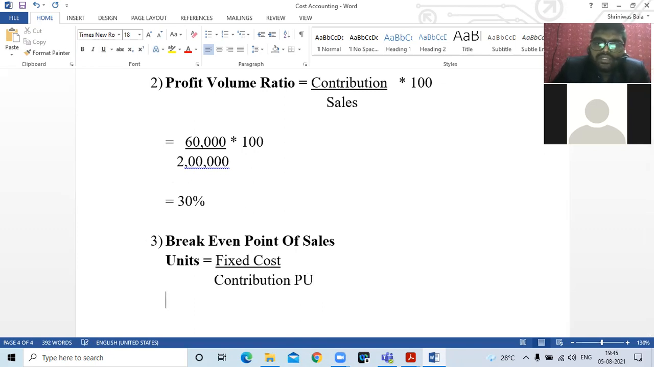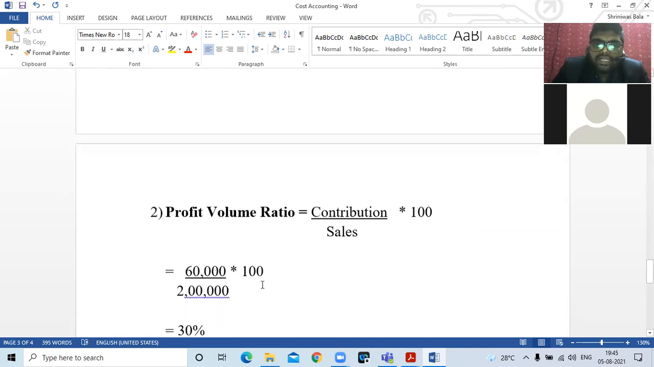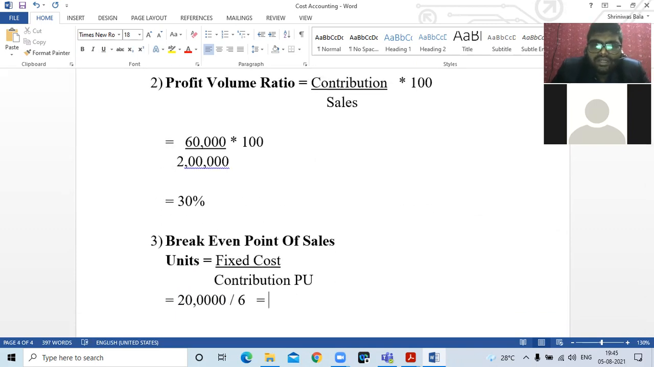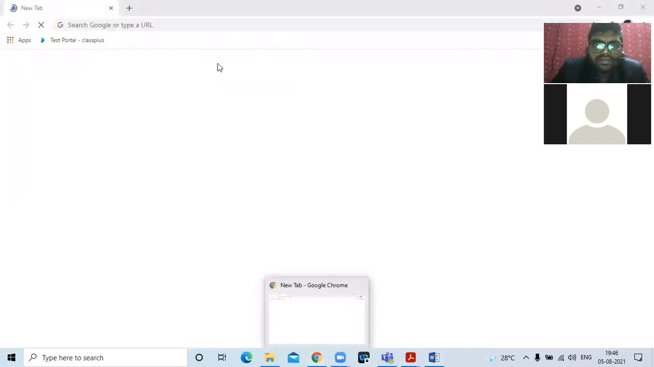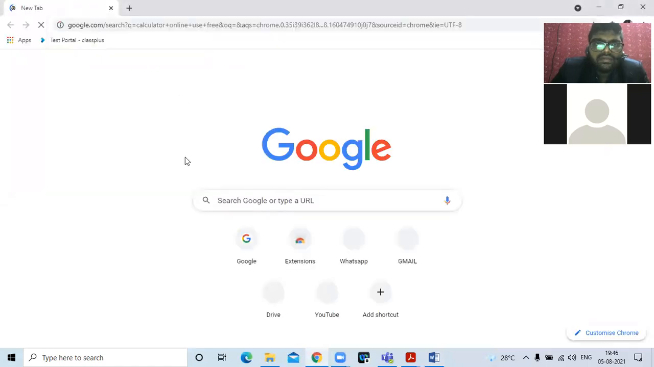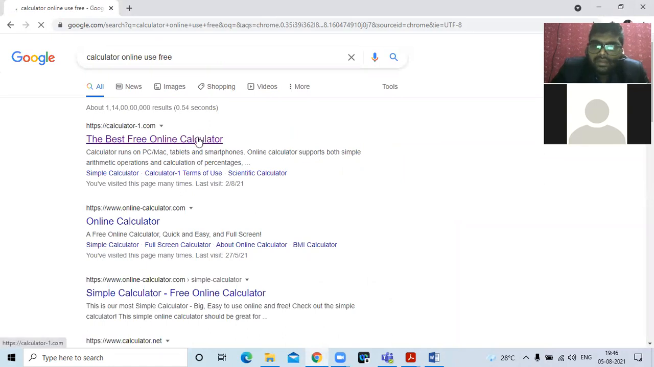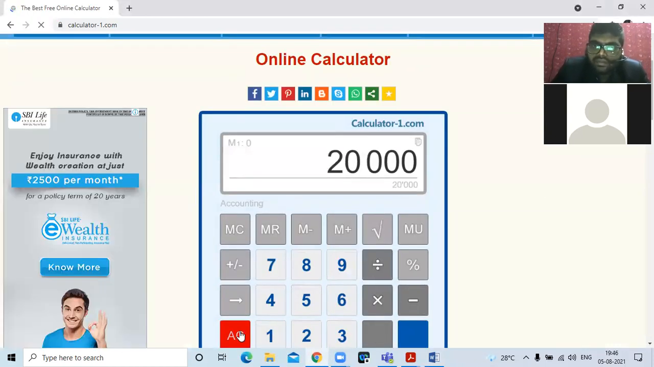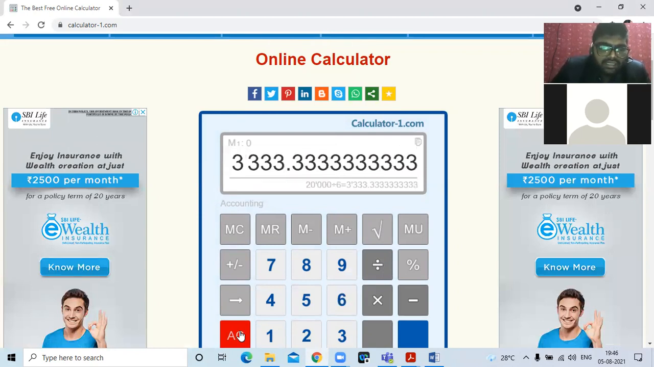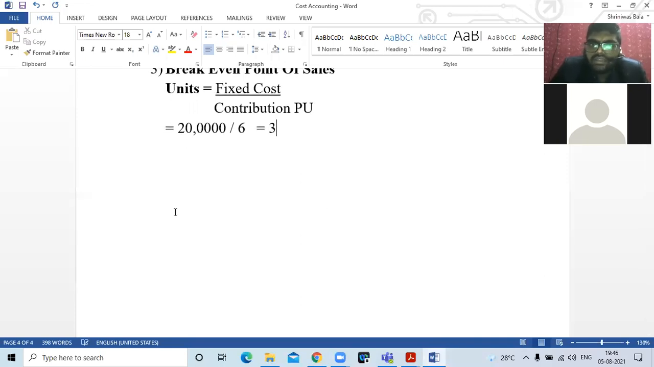Okay. So what was your fixed cost here? 20,000 is your fixed cost. What is your contribution per unit? 6 rupees. So 20,000 divided by 6, if you're doing, it will be in points. 20,000 divided by 6 is 3,333. Okay. This is your units.